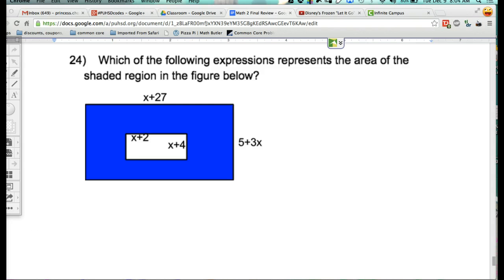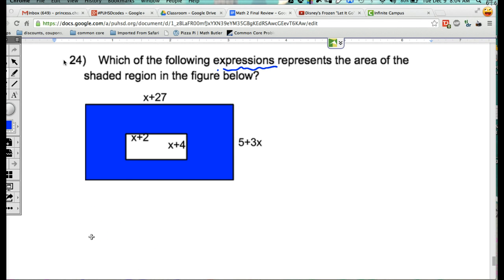Okay, so it says, which of the following expressions represents the area of the shaded region in the figure below? So then you could be like, Miss Choi, it says, which of the following expressions? So where are the following expressions? I told you the test is multiple choice, but I'm not going to give you all the multiple choices as well, right? So we're just going to go ahead and solve it and come up with our own answer. But just understand that this is a multiple choice test, so there will be multiple options, obviously.